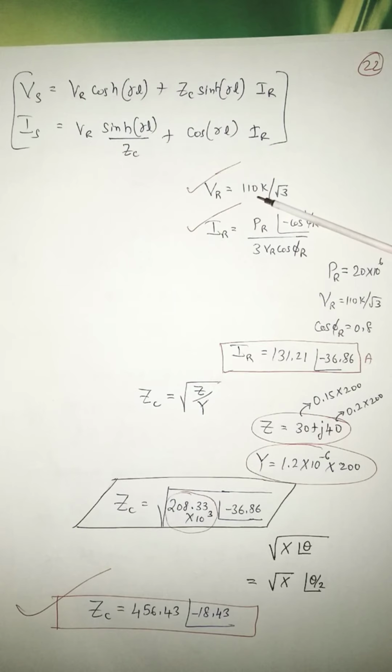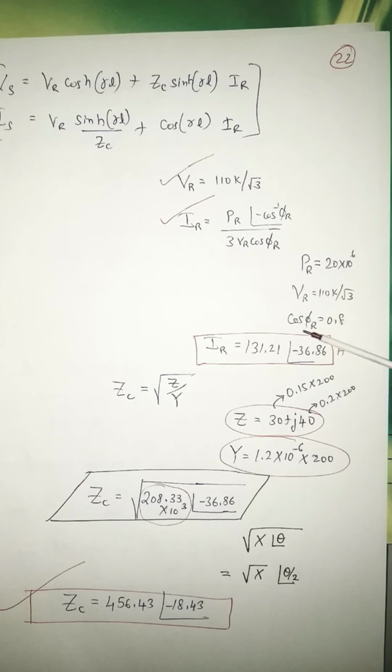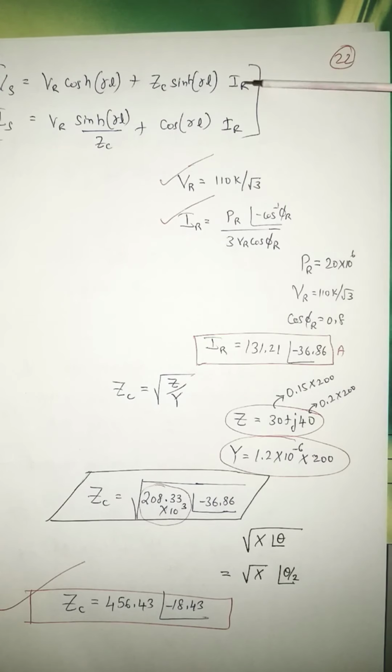VR is already given in the problem, 110 kV. To get the phase value, I am dividing it by root 3, the line value to phase value calculation. Then IR, you already know how to calculate IR by using this formula. PR is given as 20 into 10 power 6, VR is given as 110k by root 3, cos phi r is 0.8. So by using this, here I'll be getting IR. So I got two parameters, one is VR, the other one is IR.